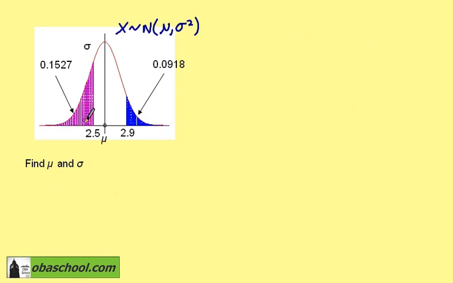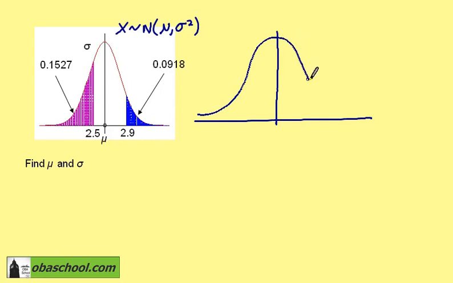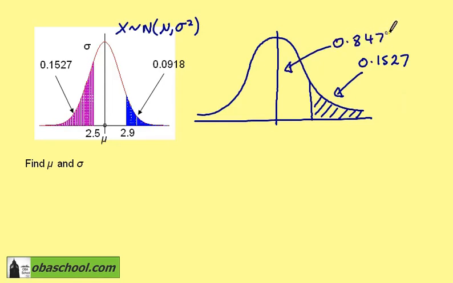Now let's start to work with the other area. We can use the symmetric nature of the curve. What we need is this symmetric point to the 2.5. We then know this area is 0.1527. This area to the left then is 0.8473. We need this value.